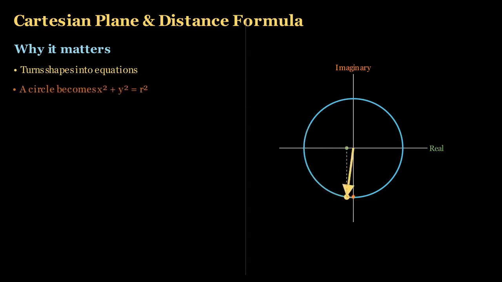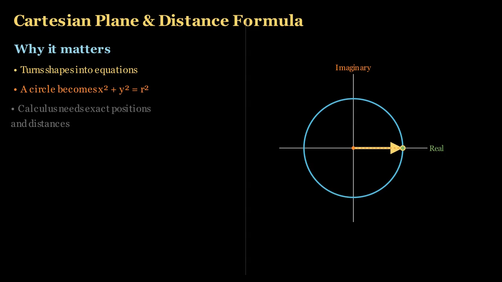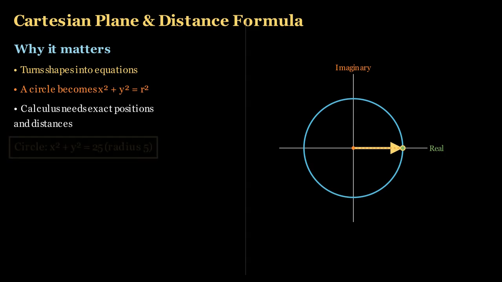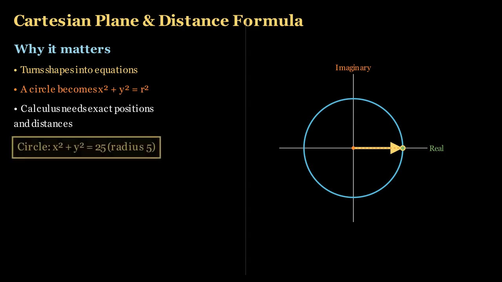For calculus, this is absolutely essential. When we want to find the slope of a curve at a single point, or the area under a wiggly line, we first need to know exactly where that point is and how far it is from other points. The plane gives us a precise, numerical map of space, turning vague ideas about steepness or area into problems we can solve with exact calculations.